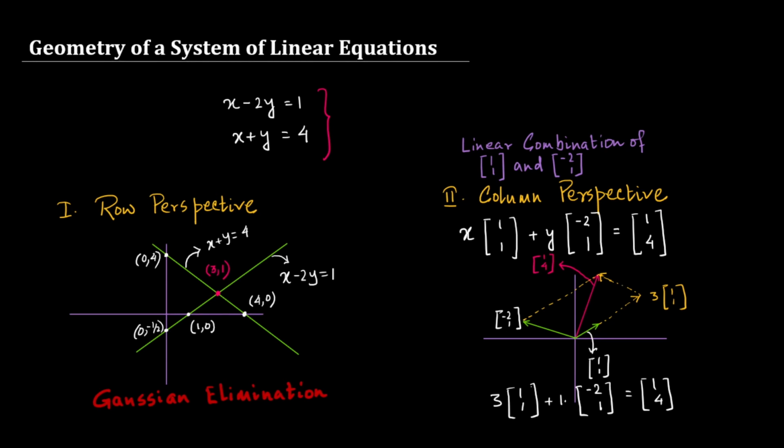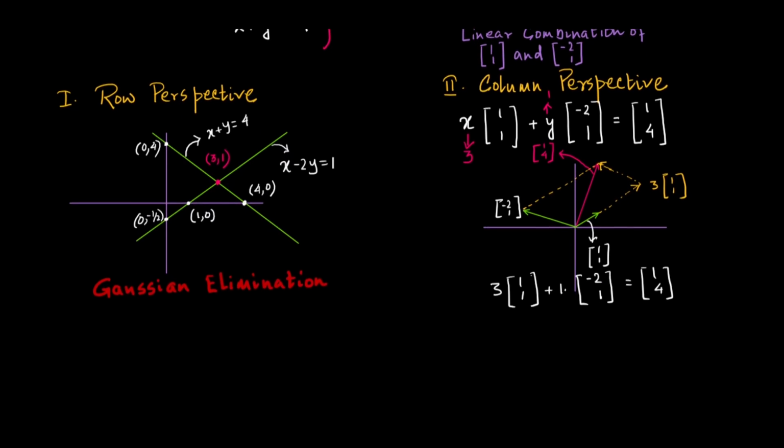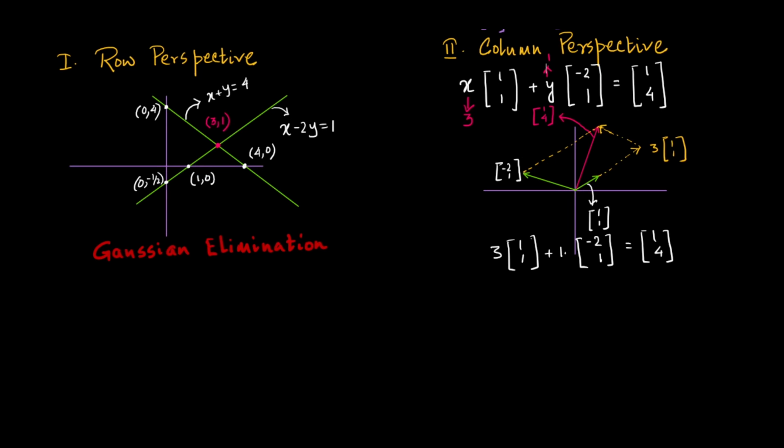That means I have got x equal to 3 in this case and y equal to 1, which confirms the values that we obtained for x and y from the row perspective as well. Now, if you look at the figure in the row perspective, you can understand that the two straight lines represented here intersect exactly at one point, resulting in the unique solution.